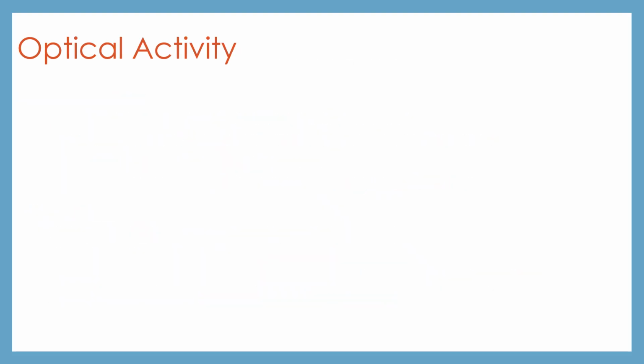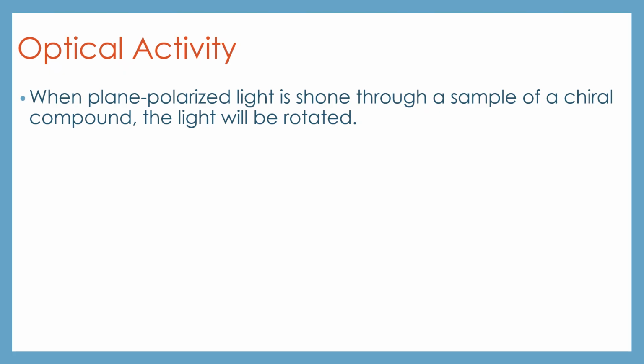So what do we mean by optical rotation? When plane polarized light is shone through a sample of a chiral compound, the light will be rotated. When we take this measurement, we use something called a polarimeter. And a polarimeter is basically just a light bulb or a light source of some sort. This is a light bulb. And it shines light through a polarizer. So remember, light comes at us from all directions, but if you put it through something that polarizes it, you end up with light that's only going in one direction.